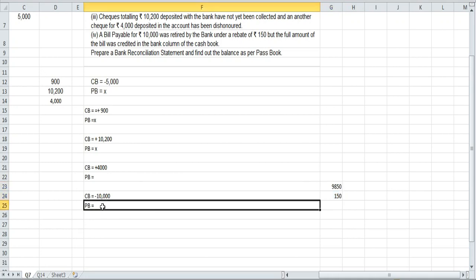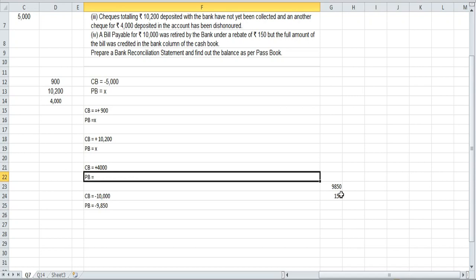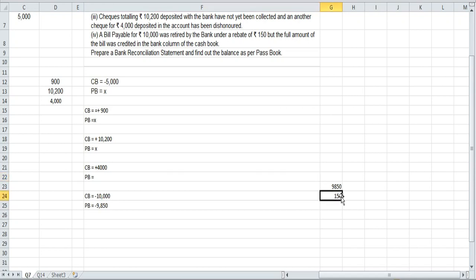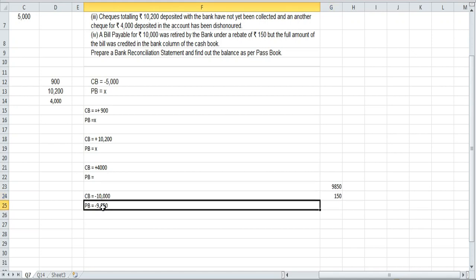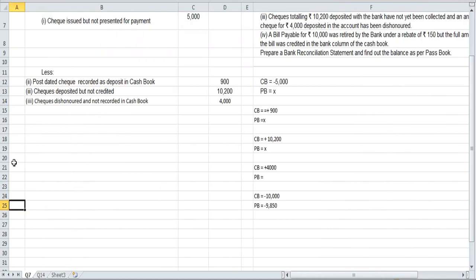Okay, so they gave you a discount of 150. That means the bank has paid 9,850. Now what is the difference? Difference is 150. So your cash book has paid 10,000, 150 extra, but the passbook has paid only 9,850. It is 150 rupees up. So what you'll have to do, your cash book is down by 150. So here what you'll have to do, you will have to add and bring it up.